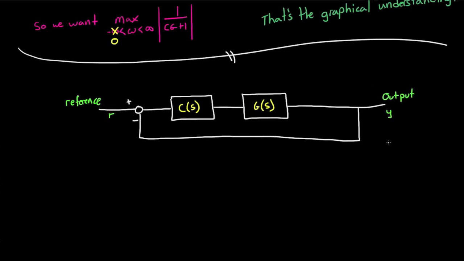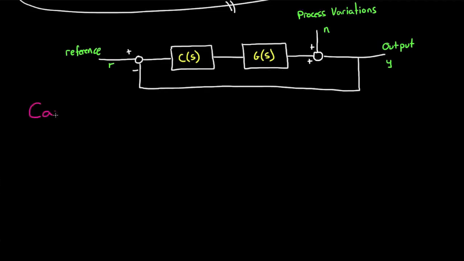However, process variations and noise in the system can add to your output in unpredictable and unknown ways. And so we can simplify all of those various sources of error into a single input disturbance, n, right here before the output. Now hold up one second.